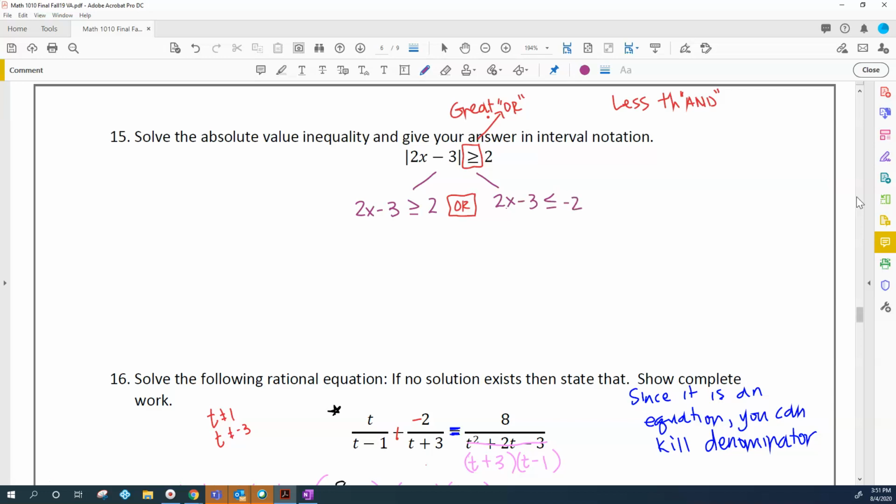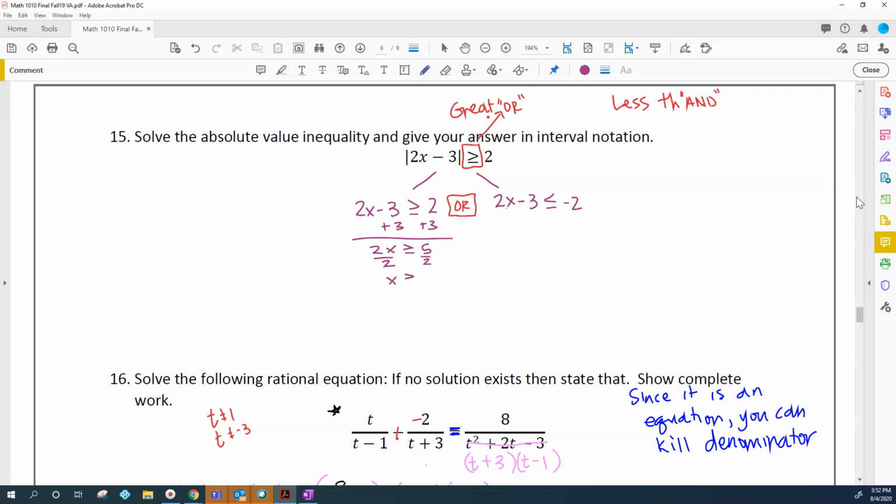So the important thing here is, remember, you got to change that 2 to a -2. And if I multiplied that by a -1, that flips that inequality the other way. Right? Remember, if you multiply or divide by a negative, that flips the inequality. Okay? And now I have my two statements right here that I need to solve. Right? So let's go ahead and solve each of these separately. So let's add the 3 over. So 2x is greater than or equal to 5.